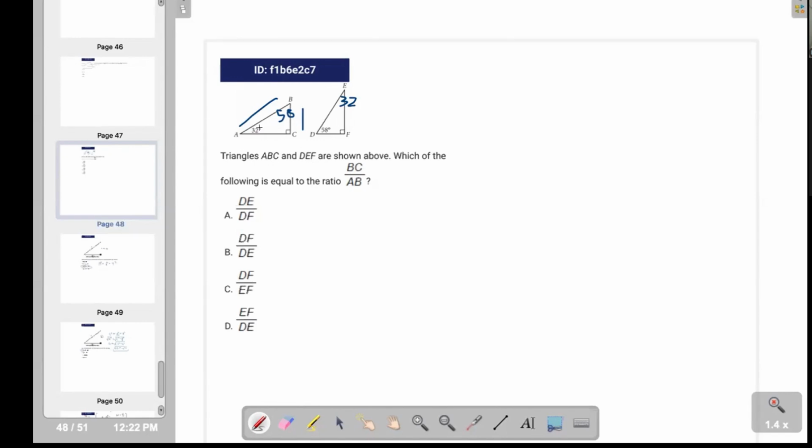So if BC relates to AB, then measuring from this angle B right here, from the 58 angle, this BC is going to relate to this DF. And then the hypotenuse AB is just going to relate to DE. And so now what we can do is write DF is related to DE. And we're trying to get our answer as, pretty sure it's B.